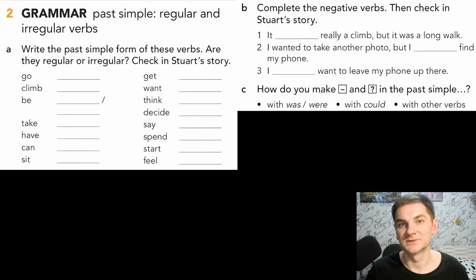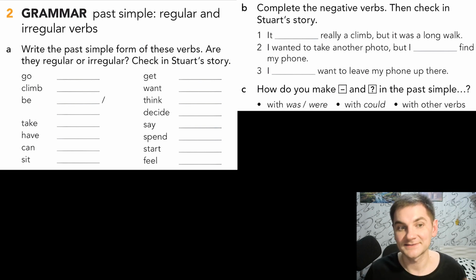Part number 2. Grammar. Past simple, regular and irregular verbs. Part A. Write the past simple form of these verbs. Are they regular or irregular? Check in Stuart's story. Okay, I hope you got the idea. It's like go, went, climb, climbed. Yeah, you know it. Can you continue this list?